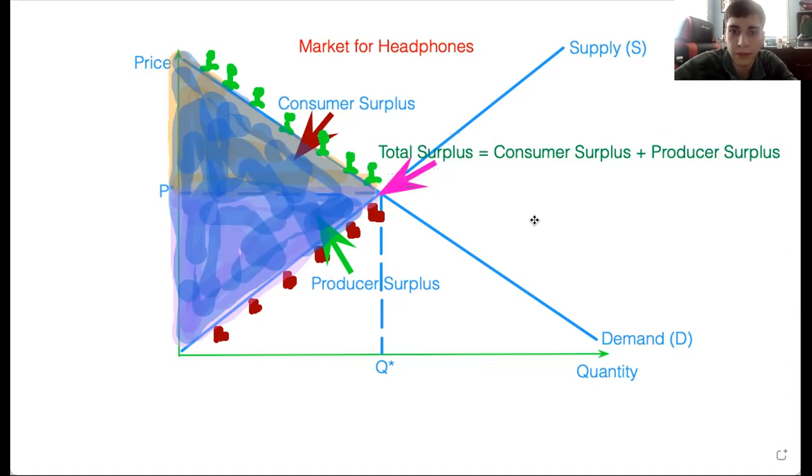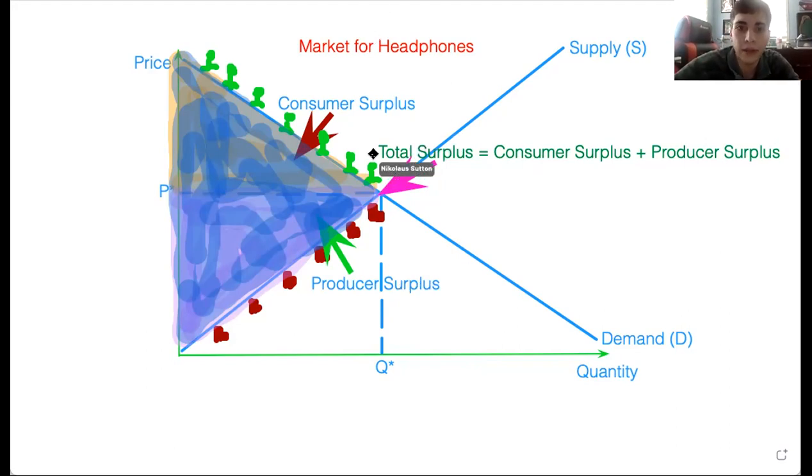So if they ask for total surplus, it'll be just these combined, or they'll give you the numbers explicitly and they'll say, oh, consumer surplus was 200, producer surplus was 250, add them up and you get 450, right? Because 200 plus 250 is equal to 450, okay?